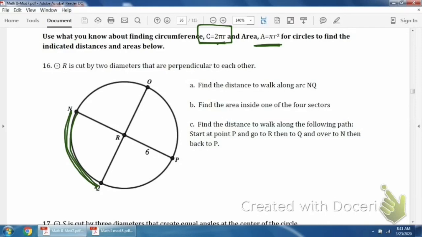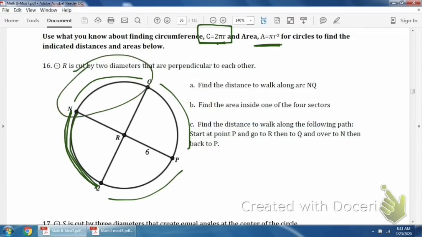We basically want to find the circumference of the whole circle and then just divide it by 4, because there's 4 equal arcs. So if we find the whole circumference and divide it by 4, that would just give us one of those arcs, which is what we're looking for.